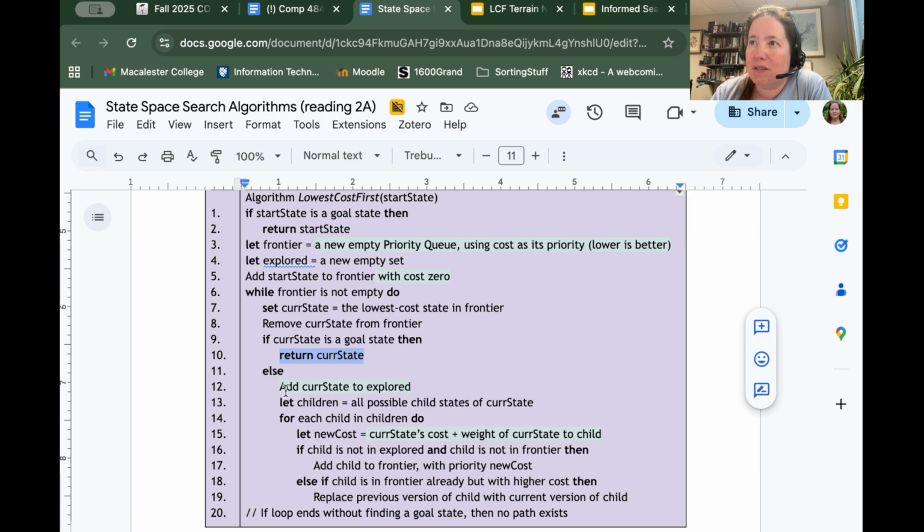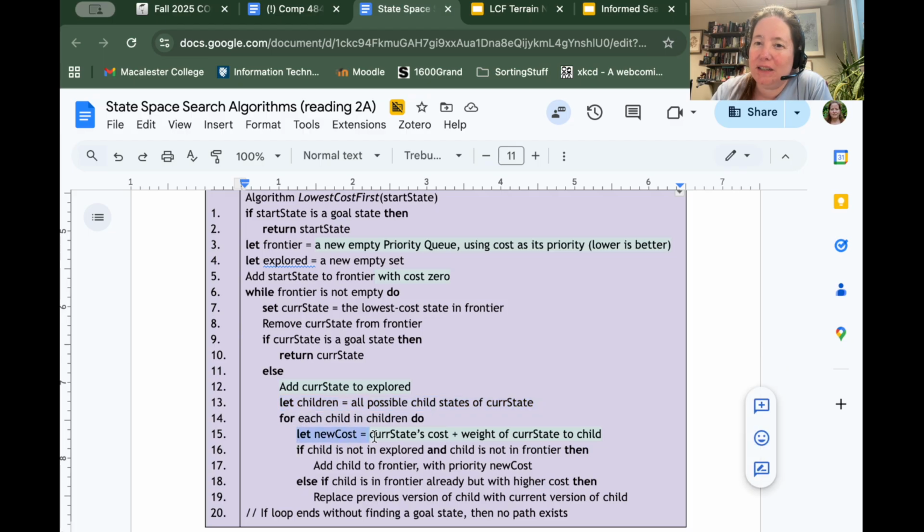If it's not a goal state, notice that as we pull it out of the priority queue, that's when we mark it as explored. That's when we're finished with it. It's not until it comes out of the queue. When we add things to the queue, we don't typically mark them as anything. All right, but if we're exploring this node and it's not a goal state, then we generate its children, just as before. We're going to loop over the children.